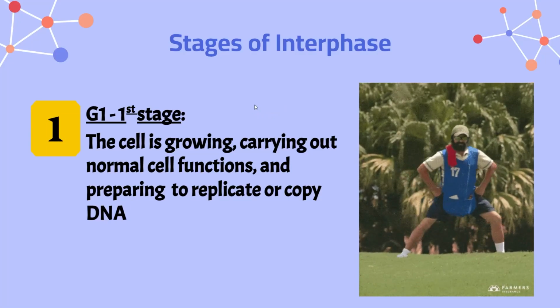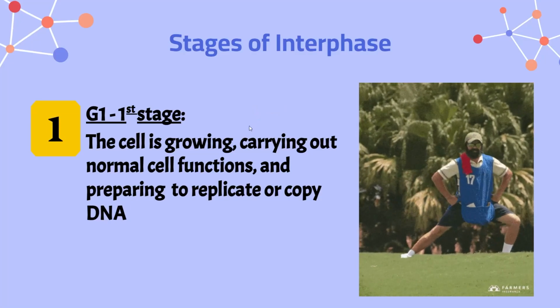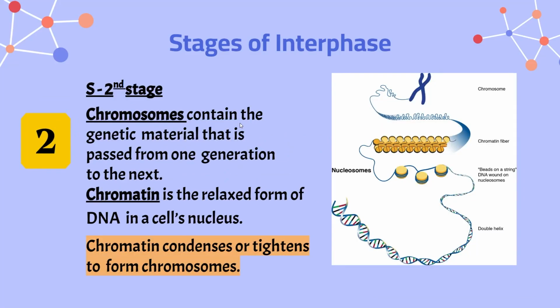G1, as we mentioned, is normal functions, preparing to replicate or copy the DNA. In synthesis, the cell copies its DNA, and we will delve deeper into that process. So it doesn't simply just copy the DNA. It takes the chromatin, which is how the DNA is in the nucleus, its relaxed form, and condenses it down to chromosomes, which is a condensed version of chromatin, and it is the genetic material needed for the next generation. Chromatin, you could say, condenses. It's like you packing your lunchbox, for example.